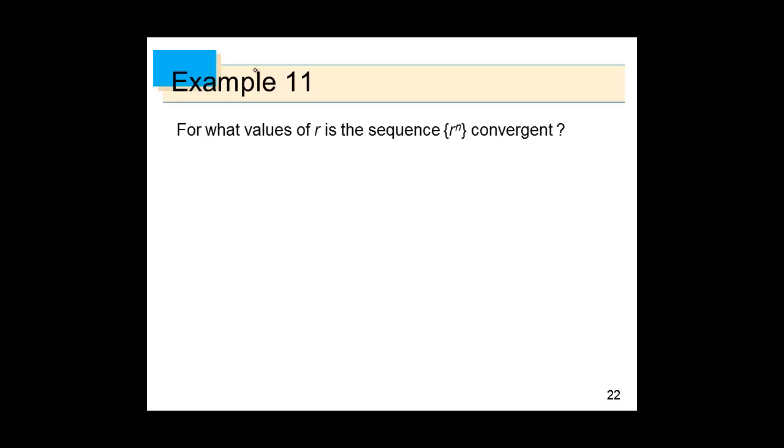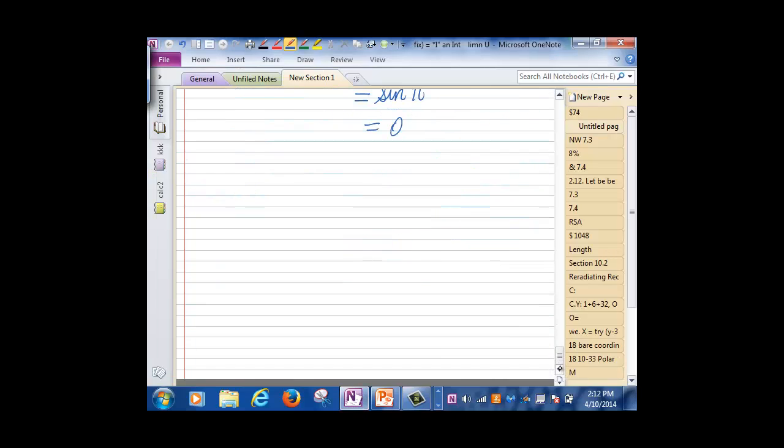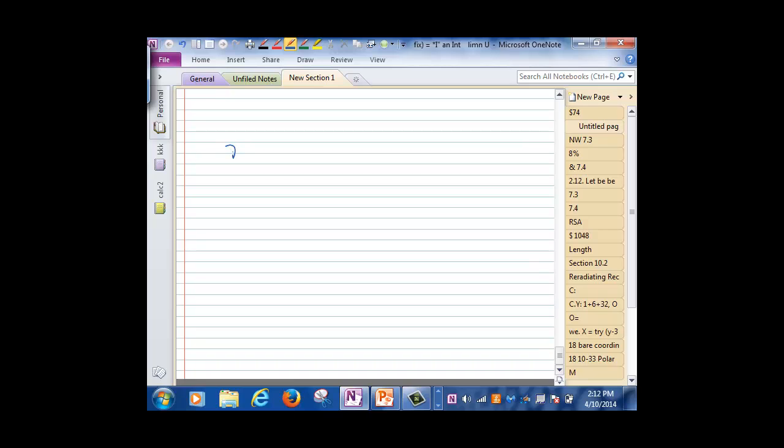Okay. So to do that, what I'm going to do is think of r to the n. Remember, I can write this as e to the exponent n times ln of r, the base r, right? Everybody remembers this? Okay. Now, suppose that r is between 0 and 1. Suppose that r is between 0 and 1.